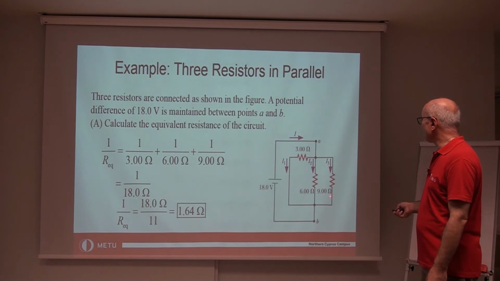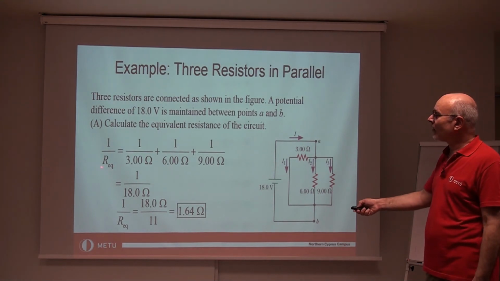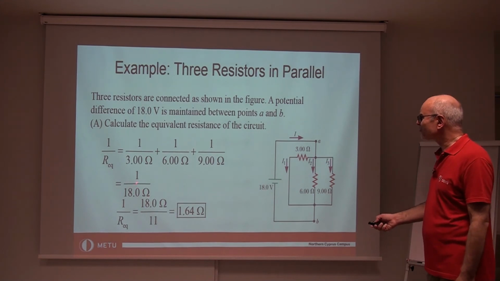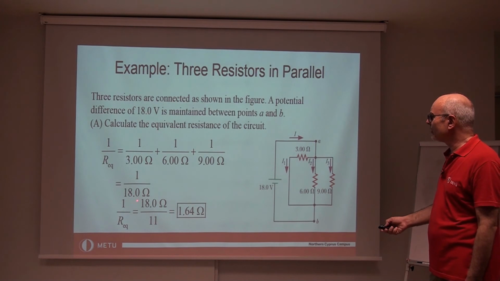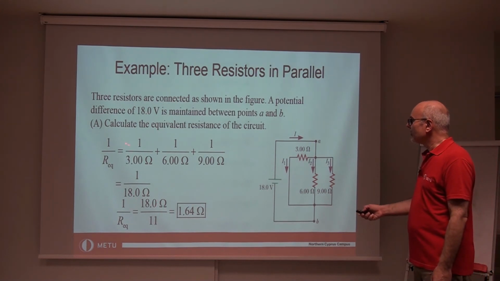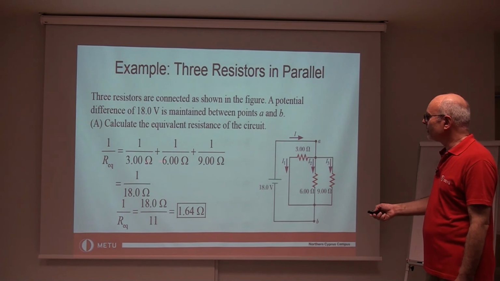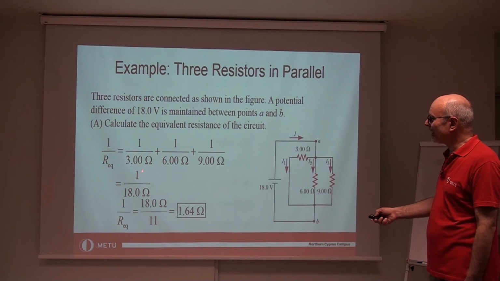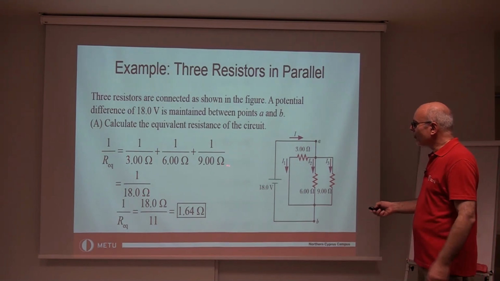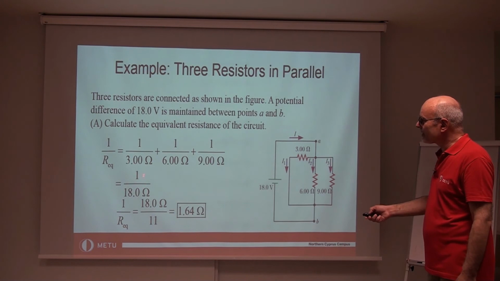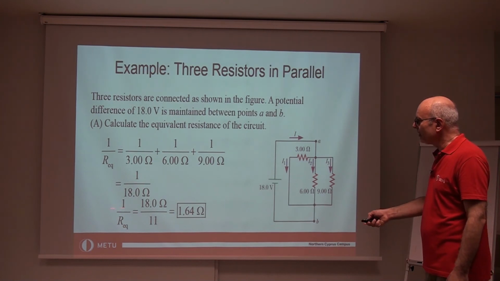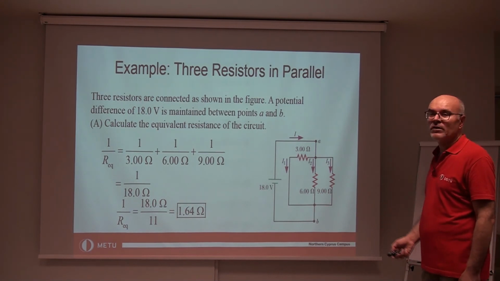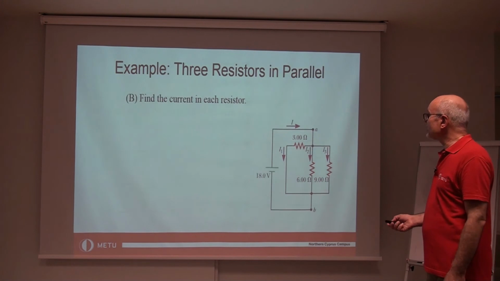1 over 3 plus 1 over 6 plus 1 over 9 equals 1 over R equivalent. You make a common denominator, which is 18, and you get 11 over 18. So R equivalent is 18 over 11. You flip it, and you get 1.64 ohms. So this is the equivalent resistance of the circuit.